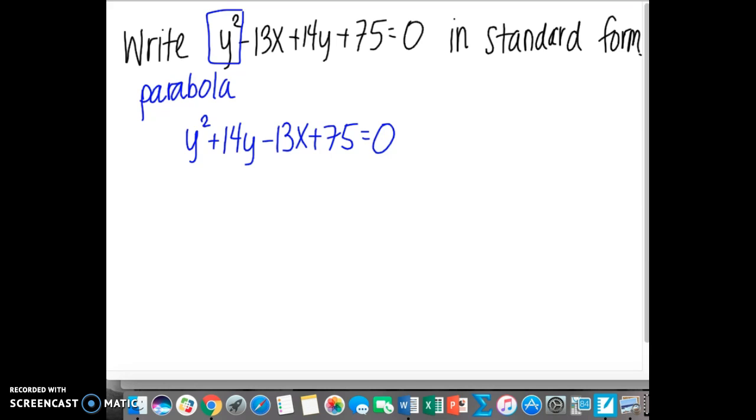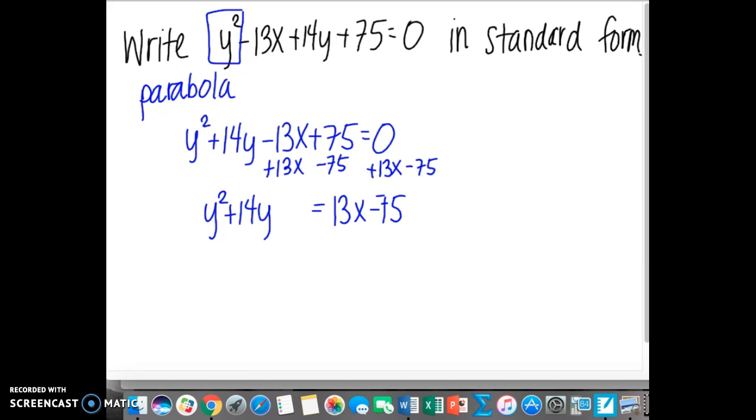However, since we can only complete the square with the y terms, we're going to go ahead and get the x term and the constant term on the right-hand side. So let's go ahead and add 13x and subtract 75. So now we're left with y squared plus 14y. I'm going to leave a little space so I can do my plus my box, and then equals 13x minus 75.